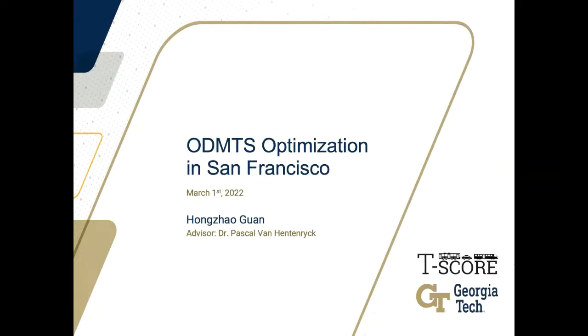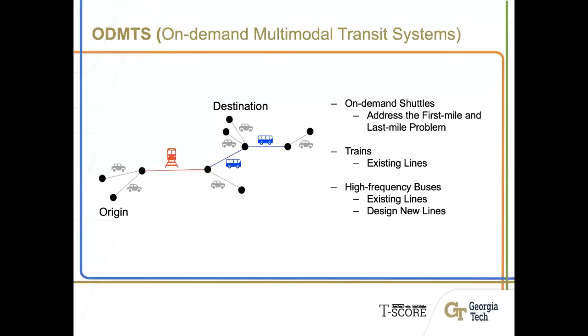Today I'm going to present ODMTS optimization in San Francisco. One of the greatest challenges faced by most transit systems is the first mile and the last mile problem. In this project, we try to address this problem using ODMTS. The key part of ODMTS is to use on-demand shuttles.